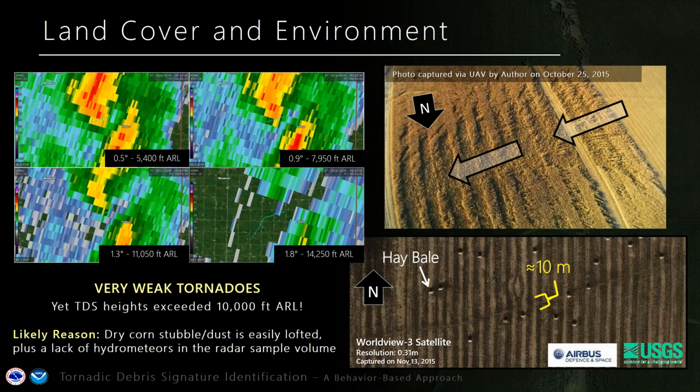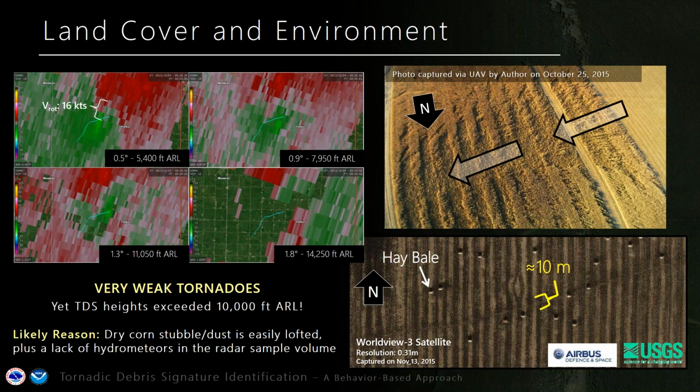And these storms were very shallow. These storm tops are probably about 14,000 feet or less. And the TDS heights extended up to 10,000 feet or more. They covered most of the storm depth. And there really wasn't much in the way of a rotational couplet. You can say there was one there, but it certainly wasn't tight. Maybe call them mini supercells. It's really tough to classify what these were.